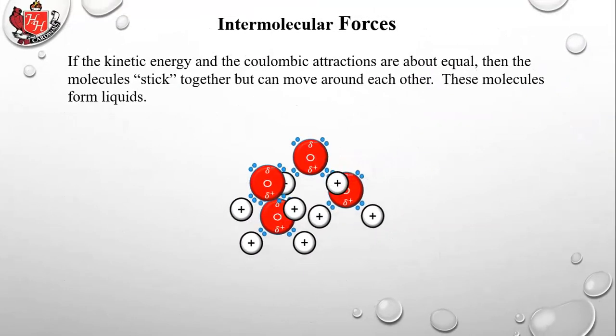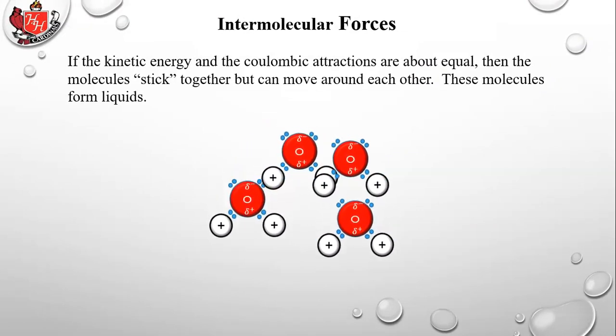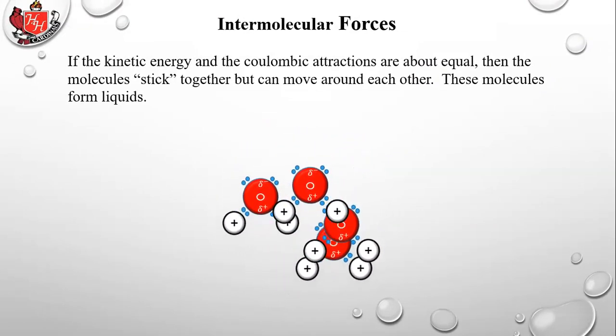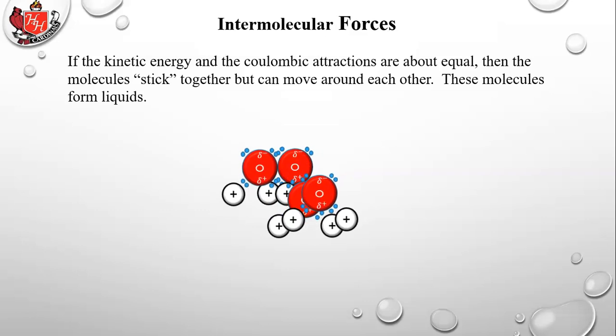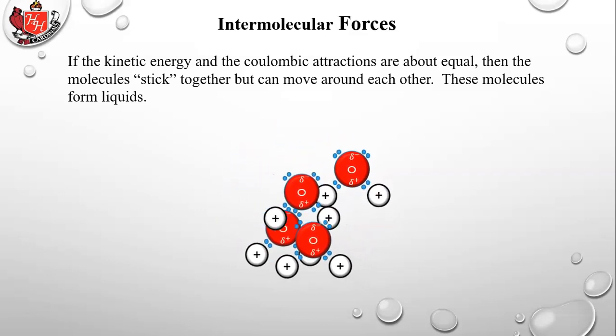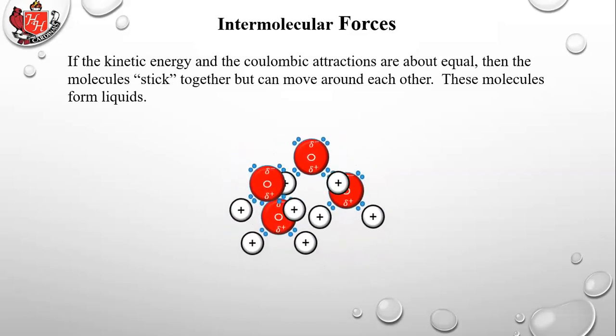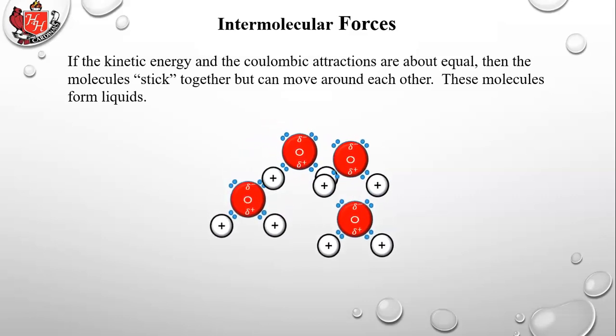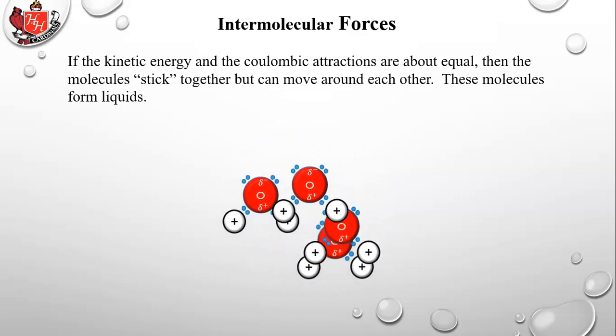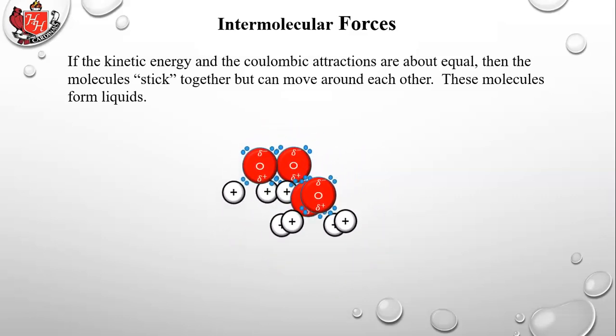If the kinetic energy and the Coulombic attractions are about equal, then the molecules stick together, but they can move around each other. So these molecules form liquids. So liquids, the molecules stay in contact with each other, but they can slosh around. When you slosh water around, they can move around each other.